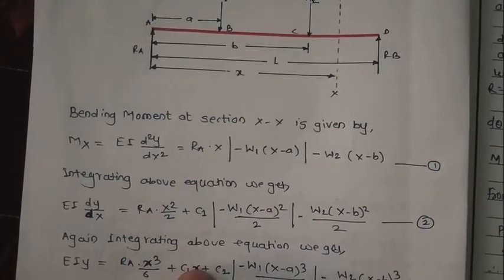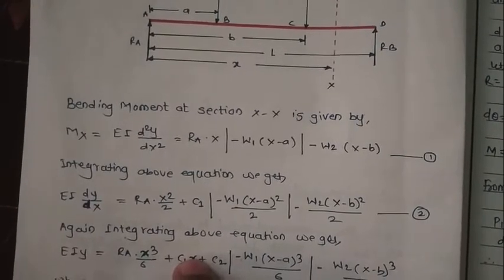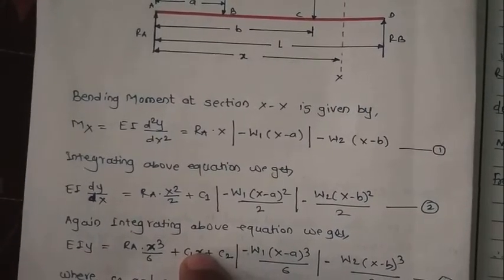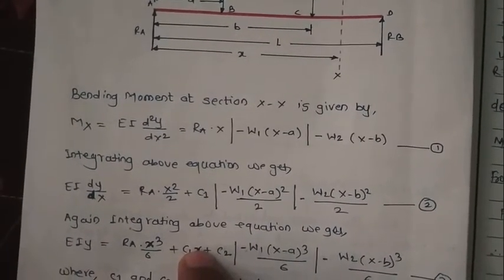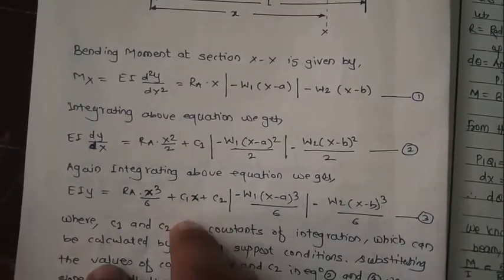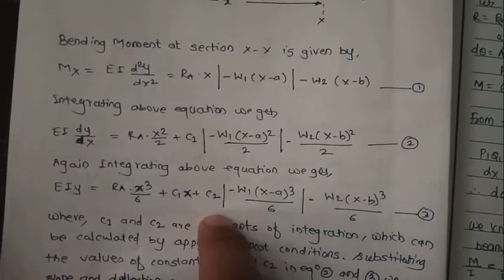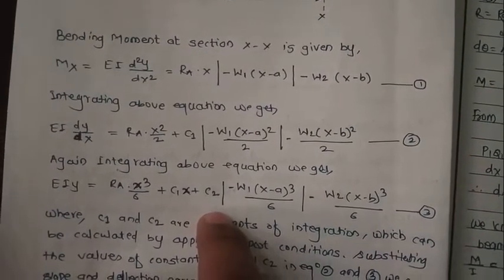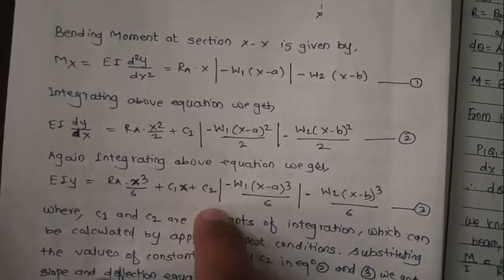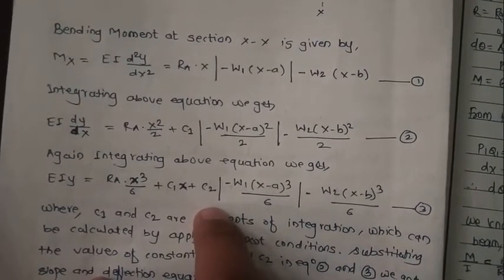Integrating the above equation, we directly get the slope. So EI dy by dx is equal to RA x square by 2 plus C1, separating line, minus W1 (x minus a) square by 2, again separating line, minus W2 (x minus b) square by 2. Equation number 2. Integrating again, we get the deflection. EI y is equal to RA x cube by 6 plus C1 x plus C2, separating line, minus W1 (x minus a) cube by 6, again partition line, minus W2 (x minus b) cube by 6.